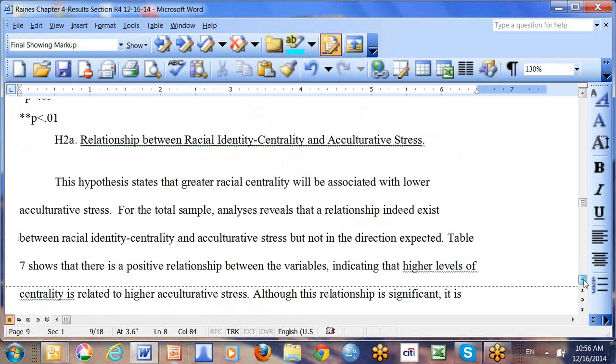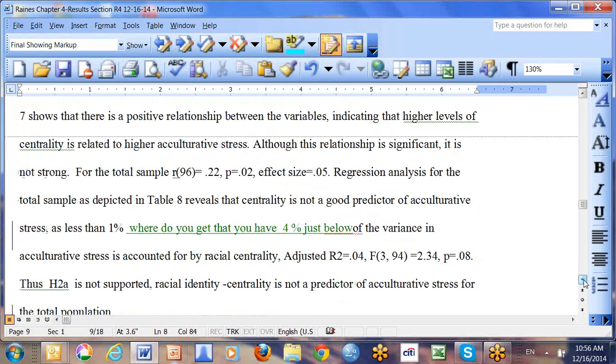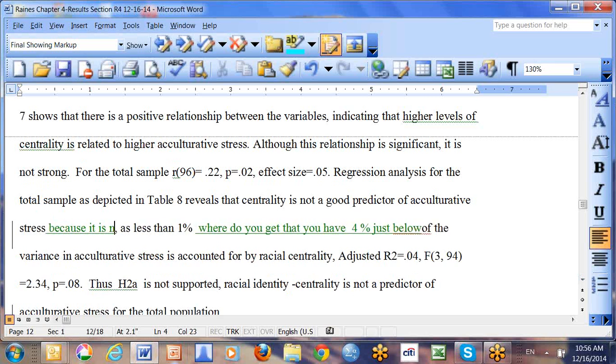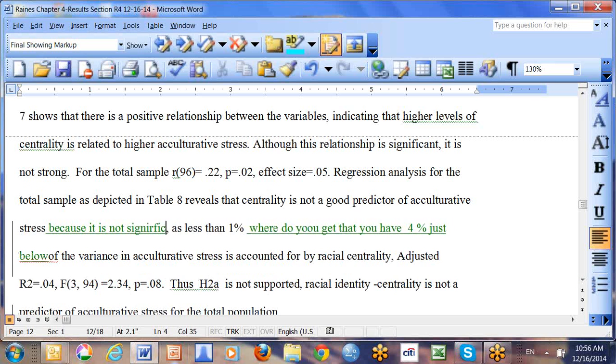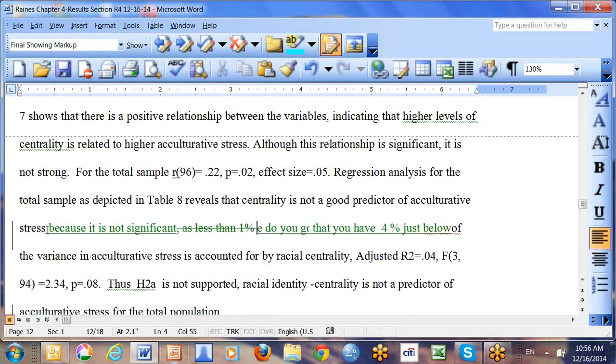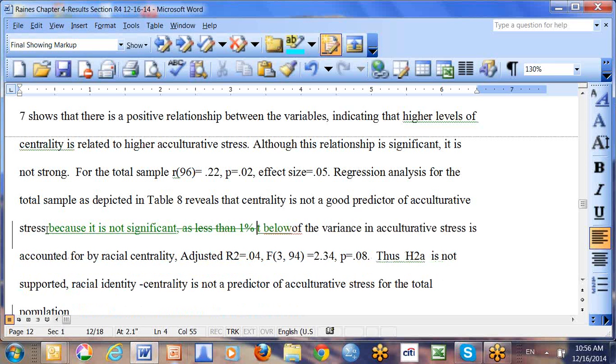Keep going. And so right there, if you can stop, I say that is not a good predictor of a culture of stress. The statement is incorrect. So let's fix that. It's not a good predictor of stress because it's not significant. That's how you fix it. And that's the truth. It doesn't matter. It's not significant, so nothing else is relevant.